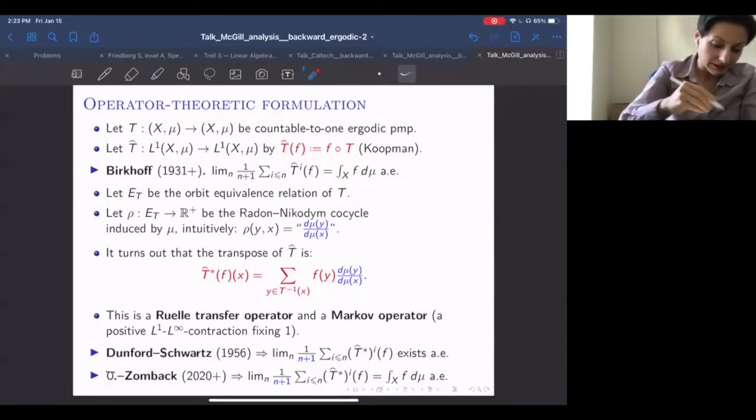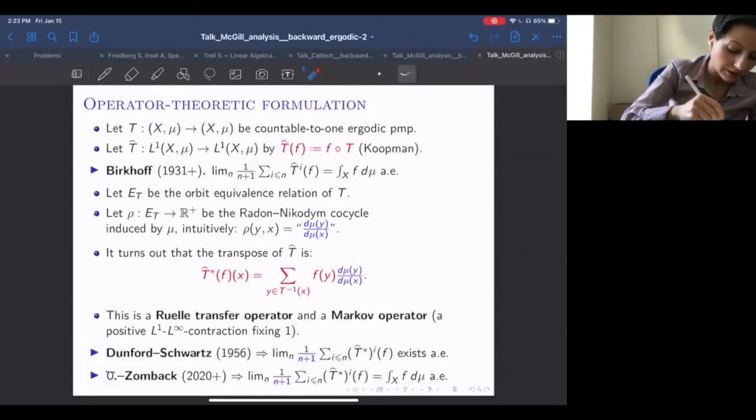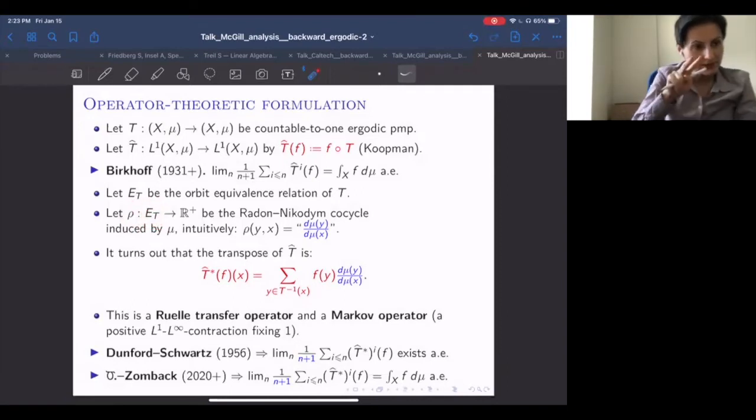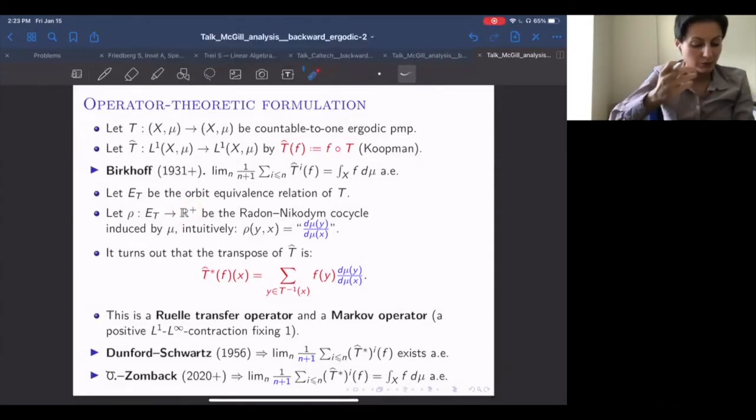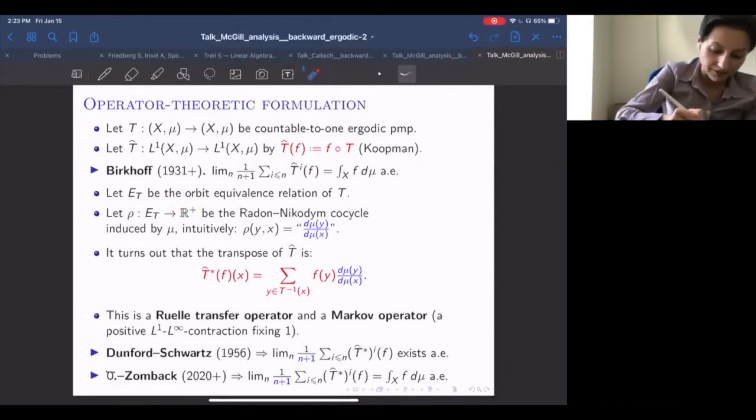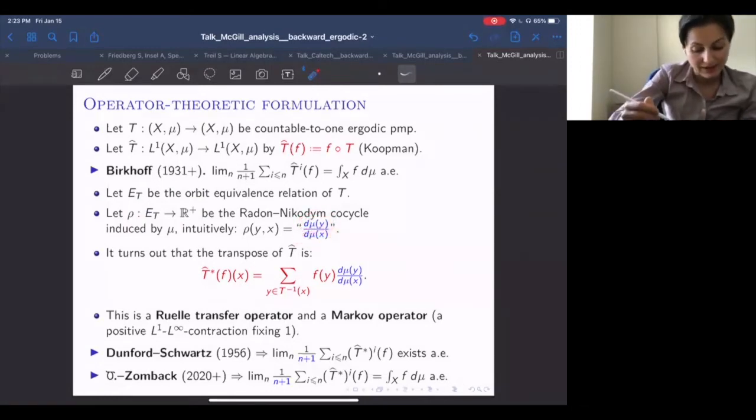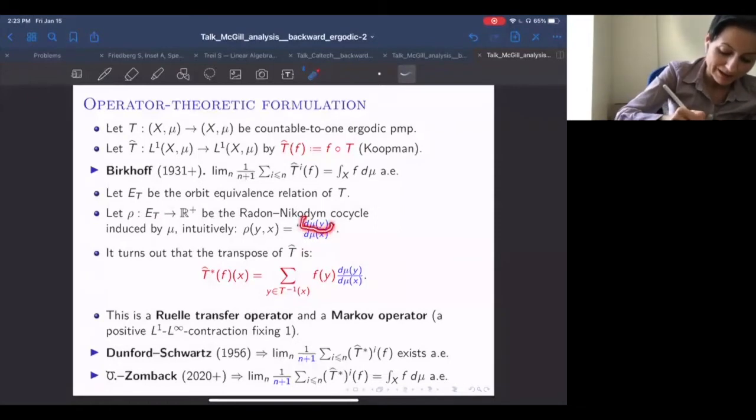So intuitively, as I said, this measure mu induces a function, which I denote by rho, on the equivalence relation itself thought of as a set of pairs. So this function eats a pair of points in the same orbit and spits out a positive real that is supposed to be the weight of the point y over the weight of the point x. So I symbolically denote it by d mu y over d mu x.